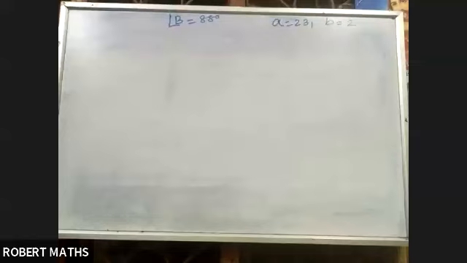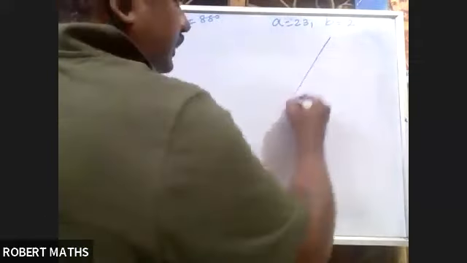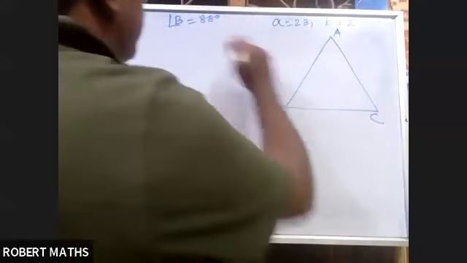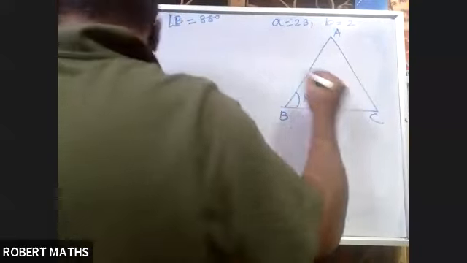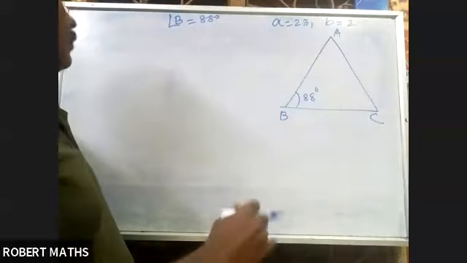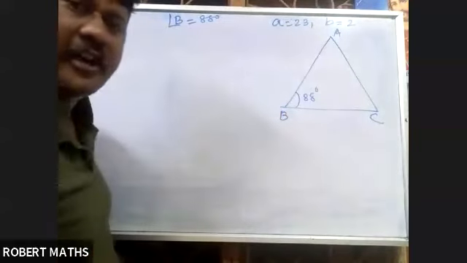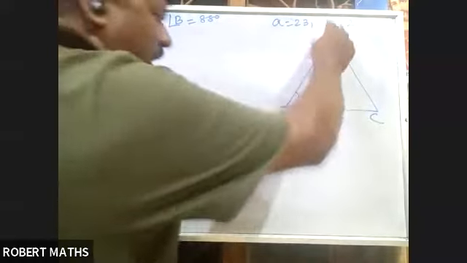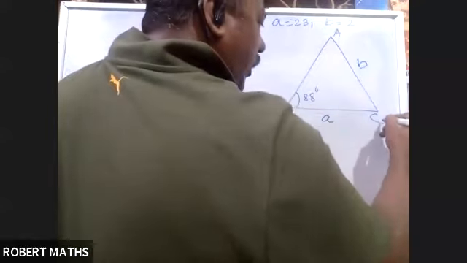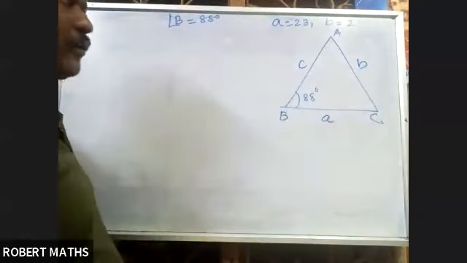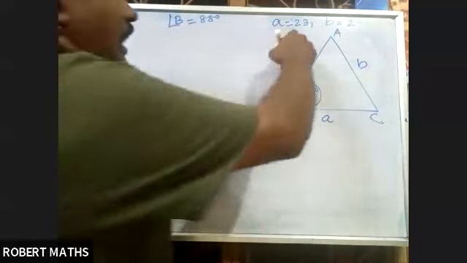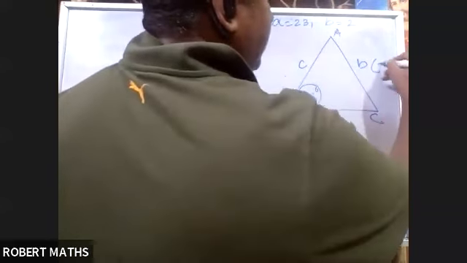So listen here. It is given that a triangle is there. Let us consider a triangle ABC. The angle B is given, which is equal to 88 degrees. Now, as I told you in the first class, opposite capital A is small a, opposite capital B is b, and opposite capital C is c. Here one angle and two sides are given. Note carefully, 23 and 2.